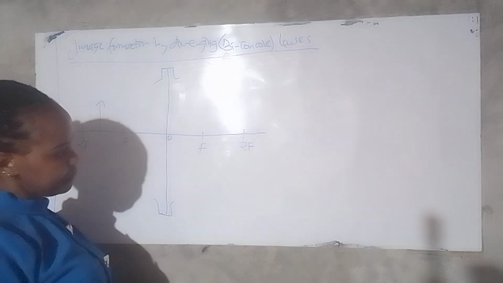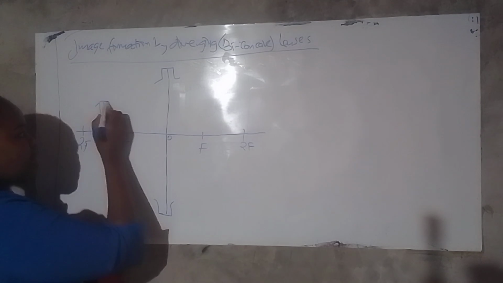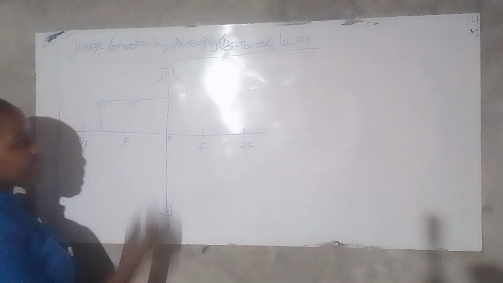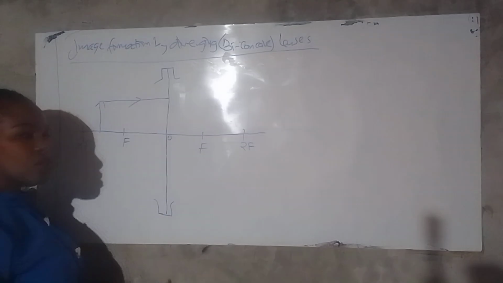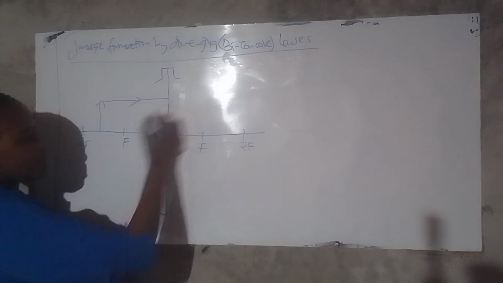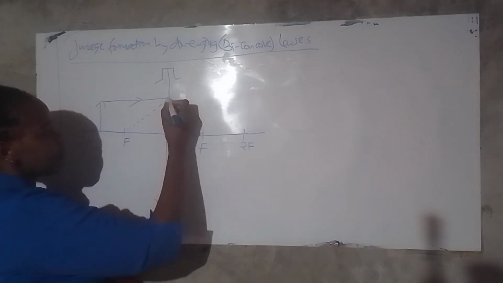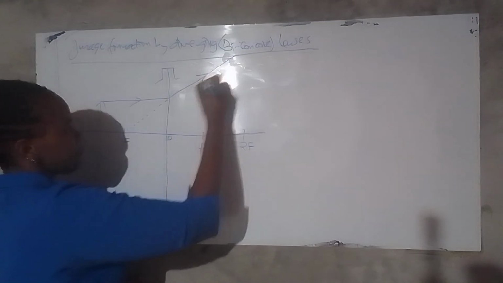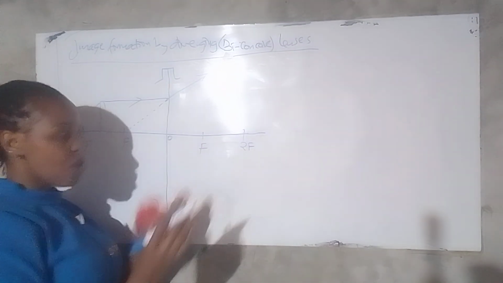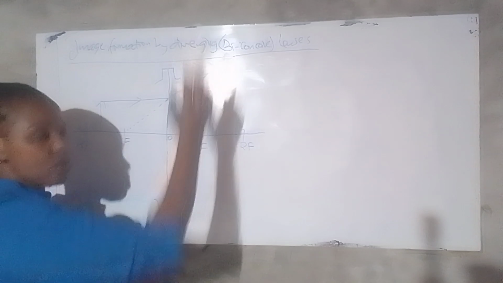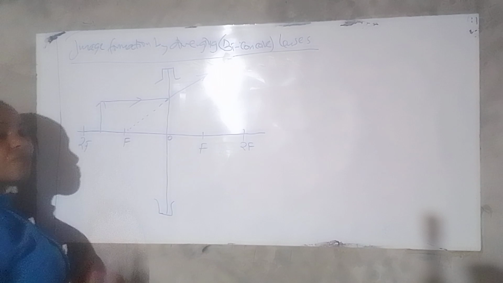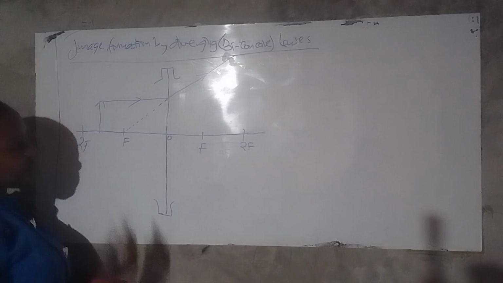What are the rules here? Rule number 1, the ray that is parallel to the principal axis, how will it be refracted? It will be refracted so that it looks like it is coming from the principal focus. So it will be refracted like that. Remember, we are using a diverging lens. So the ray that was parallel to the principal axis will be diverged. It will be refracted as a diverging ray, and it will be diverged as if it is coming from the principal focus. Don't forget.